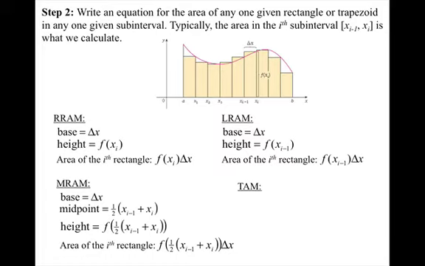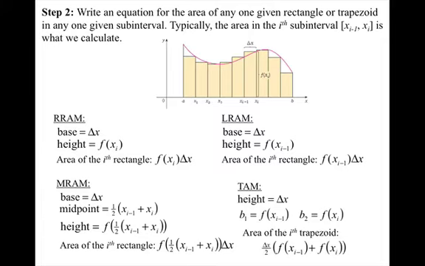Now for trapezoids, this time the height of the trapezoid is the change of x. Base sub 1 is f of x sub i minus 1. Base sub 2 is f of x sub i. So that means the area of the ith trapezoid is going to be change of x over 2 times f of x sub i minus 1 plus f of x sub i.